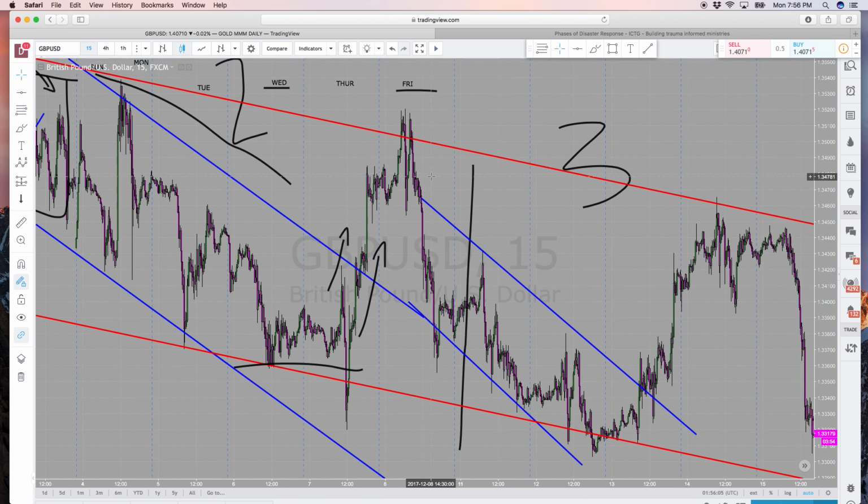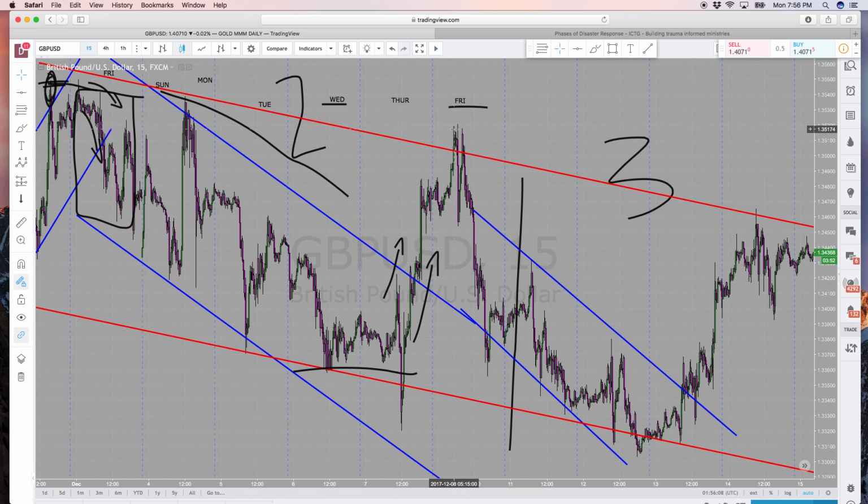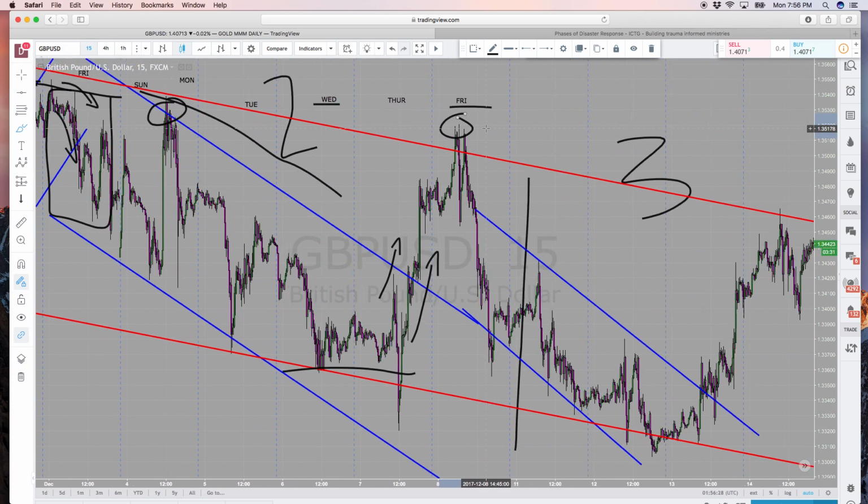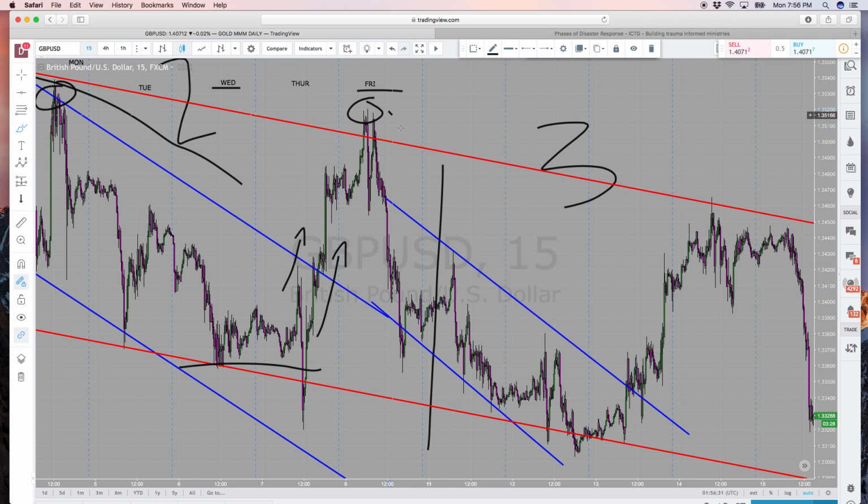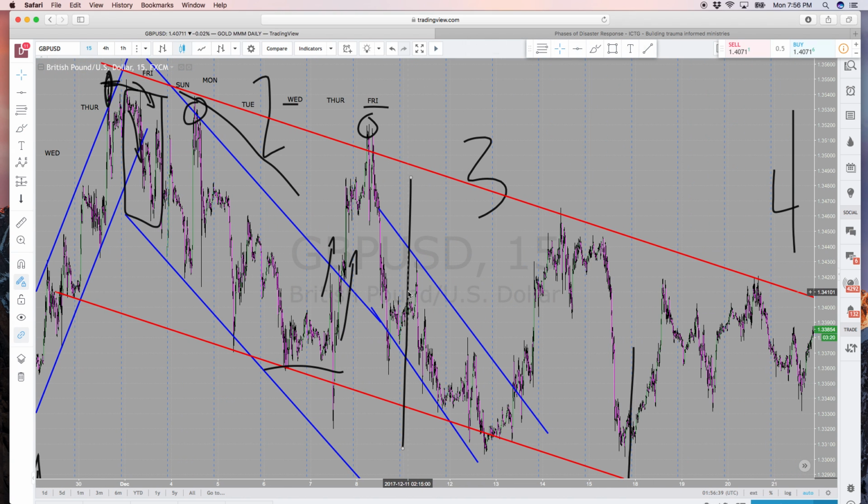Why is that? They worked the high of the week. Here's the high of the week. Sunday they made that high. Friday they came and just about hit that high. Not quite, but just about. And then reversed. So, we have a new week now.